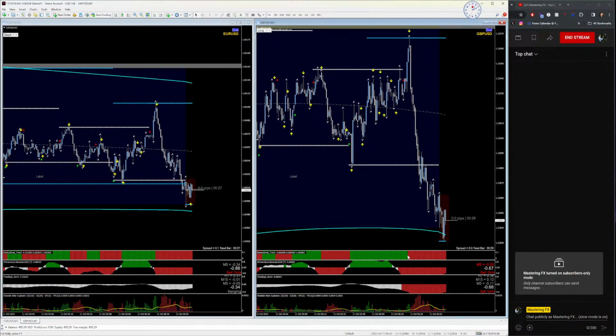I also changed the settings on the Renko Street Trend. That was the wrong setting in there, so that changed as well.